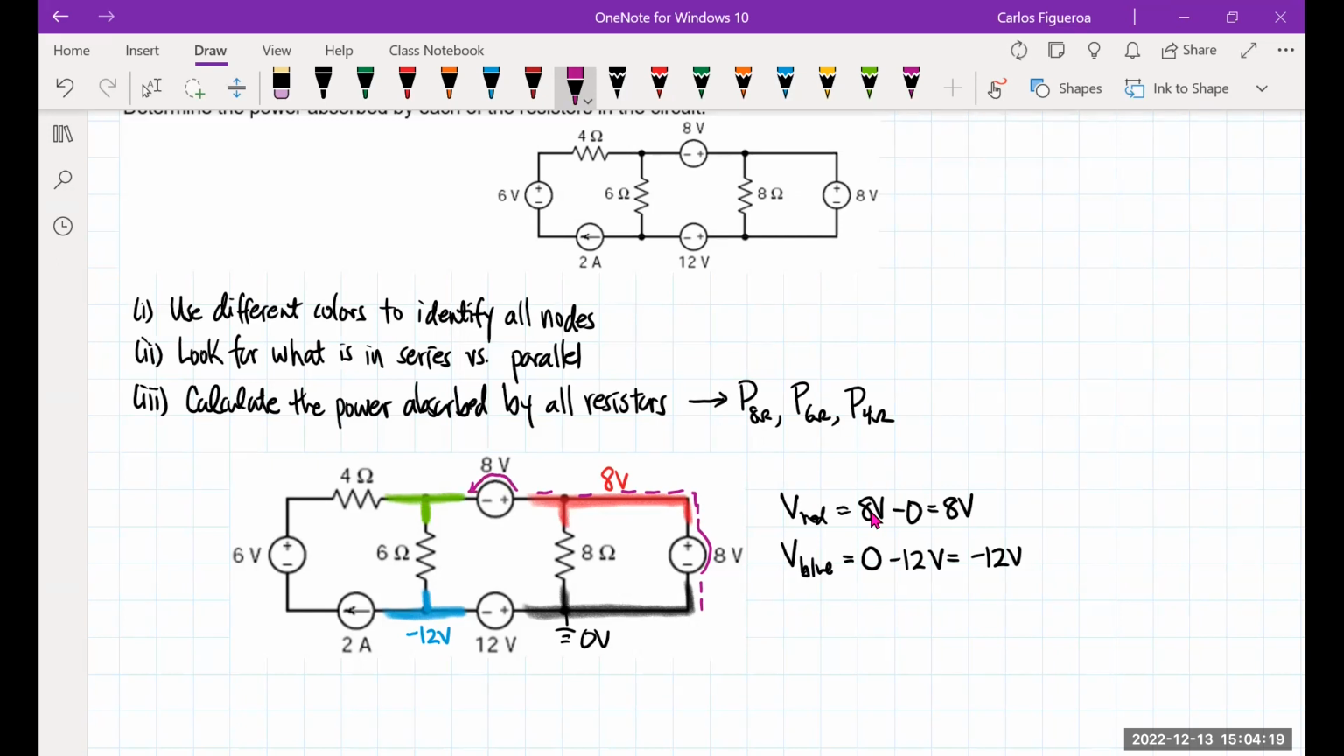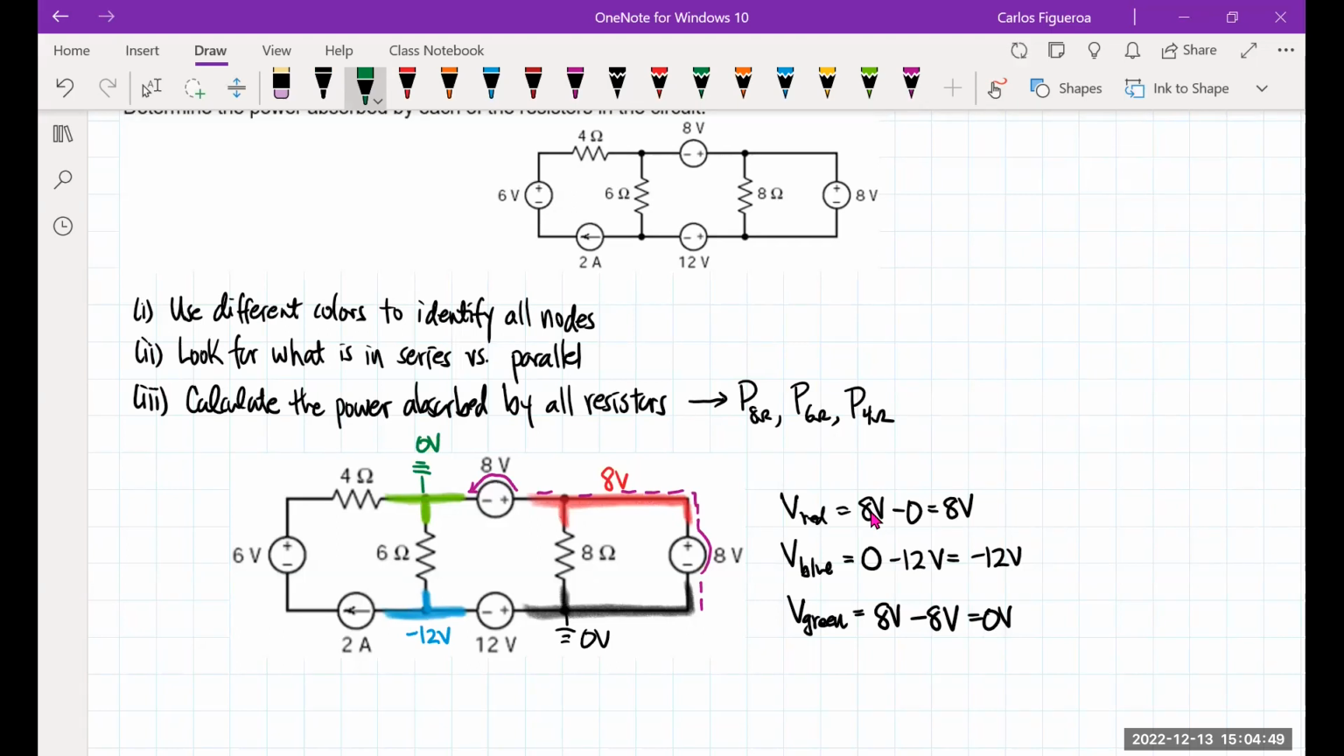So I increase by 8, and then I decrease by 8. So now if I look at the voltage of the green, that means I increase this thing by 8, and then I decrease it by 8. So therefore, that voltage is 0. In other words, this guy is actually a ground as well. It's 0 volts.